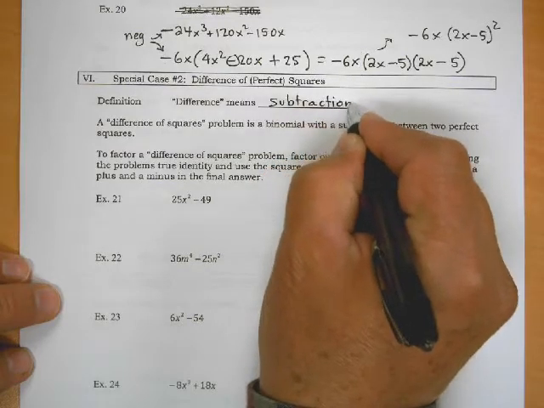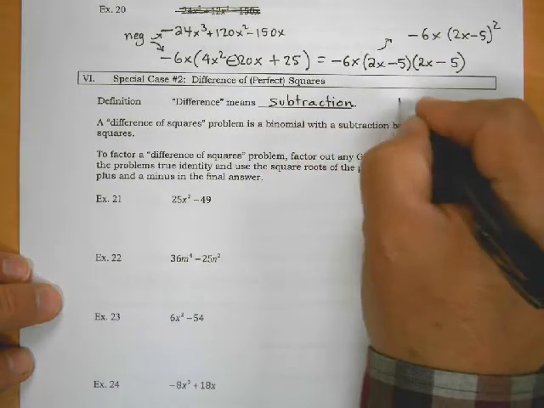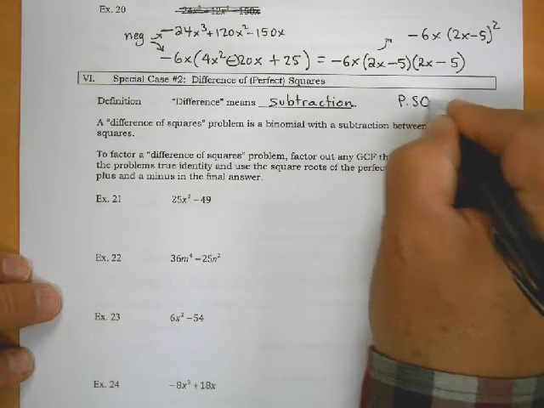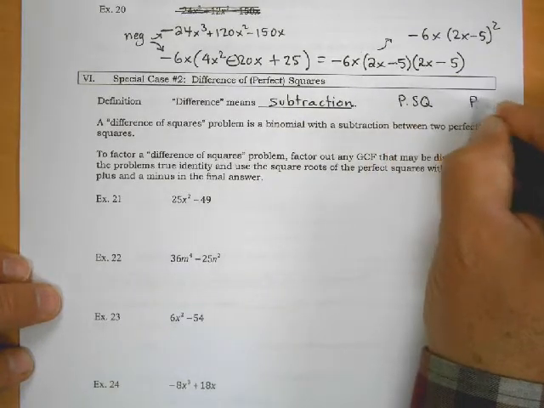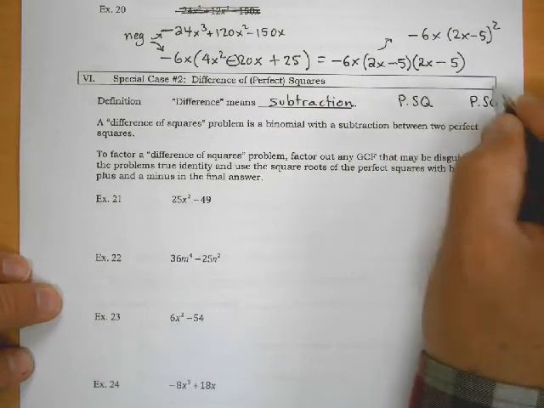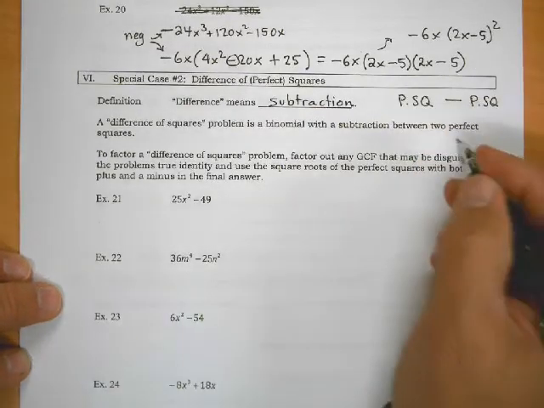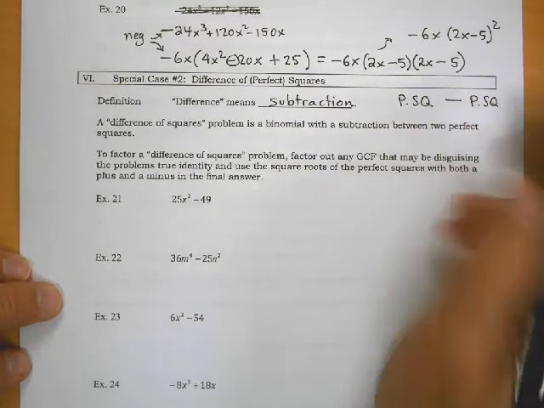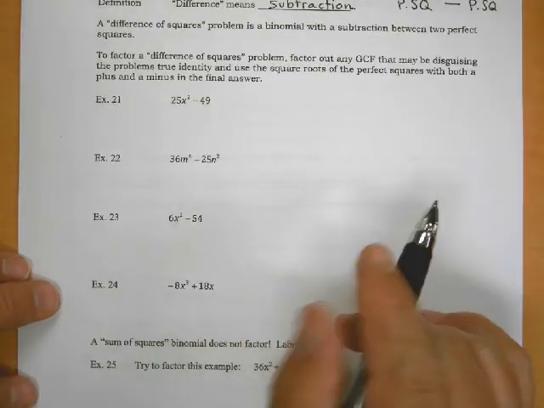So the format that you're looking for is a perfect square in front, a perfect square in the back, and a minus sign between them. A difference of squares. Okay? So let me give an example here.